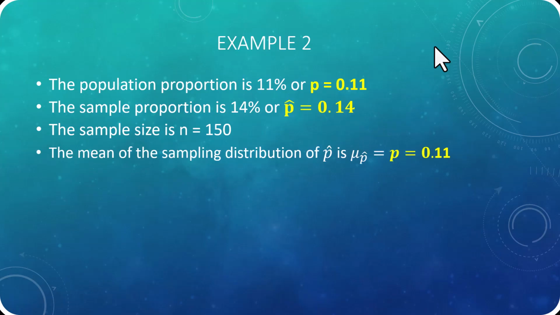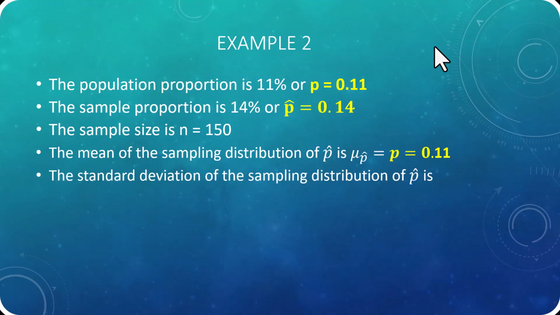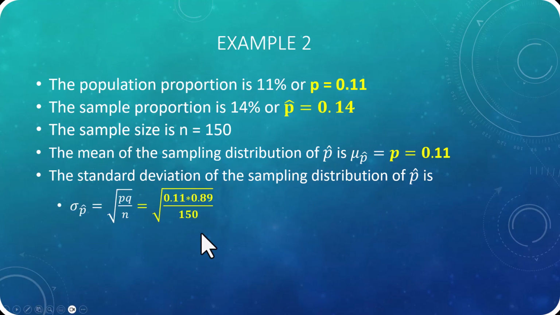So remember, the mean of the sampling distribution is the population proportion. So if you think of that normal distribution, like picture the bell curve in your head, that p, the 0.11, is going to go in the middle. That's our expected value. Then we have to calculate the standard deviation using these values. So we fill in the population proportion p. We calculate q by doing 1 minus p. So 1 minus 0.11 is 0.89. And then we divide by 150.